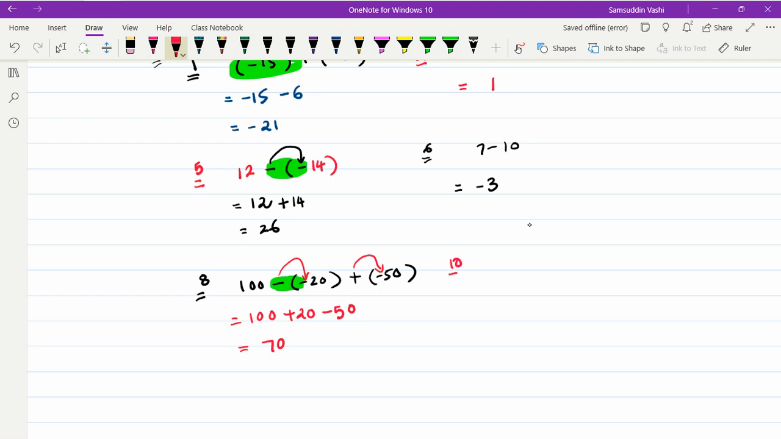What is 10? 12 minus plus negative 8. So the bracket outside is positive, so there is no change. And 12 is as it is, so it is 4. All right.